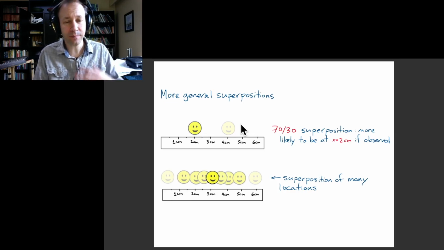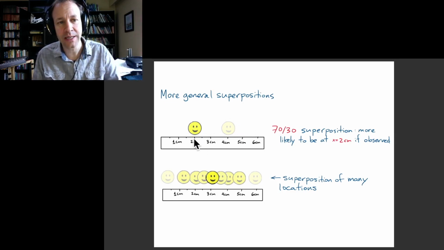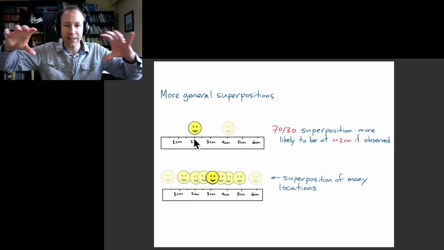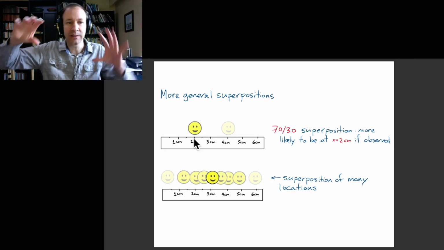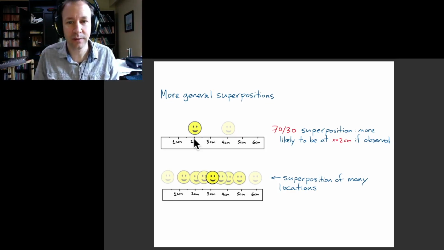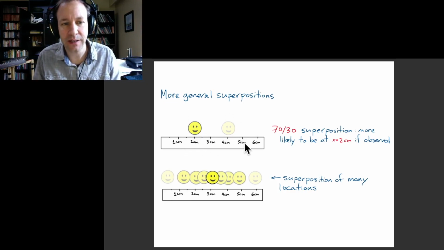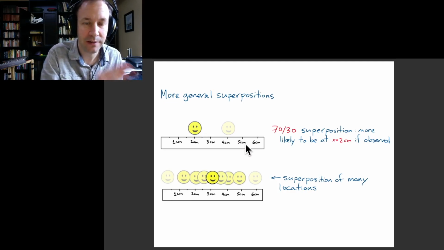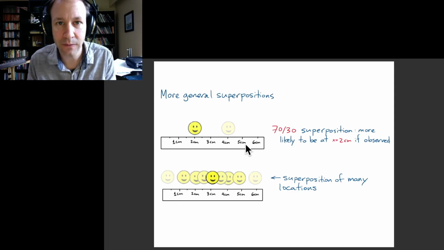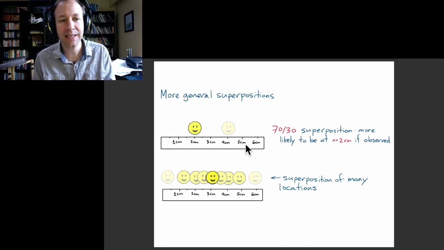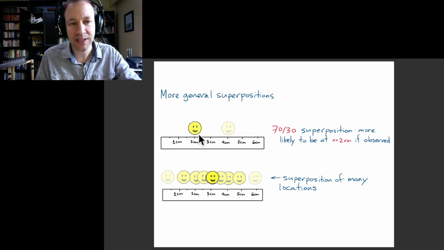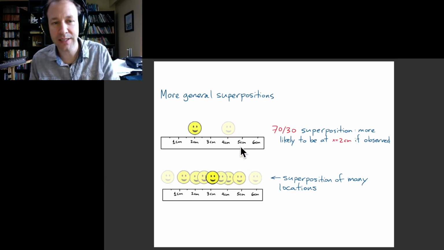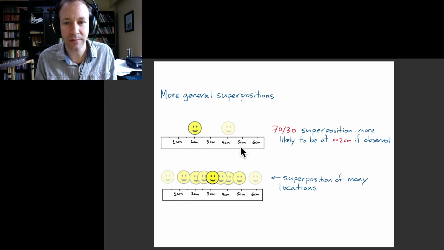So this is a physical state. It's kind of like adding two waves up where one has a bigger amplitude and the other one has a smaller amplitude. So in this configuration, again, if we were to make a measurement of the location of our happy face, we would either find it at position 2 centimeters or at position 4 centimeters. But in this case, we would have a 70% chance of finding it at the 2 centimeter location and a 30% chance of finding it at the other location.